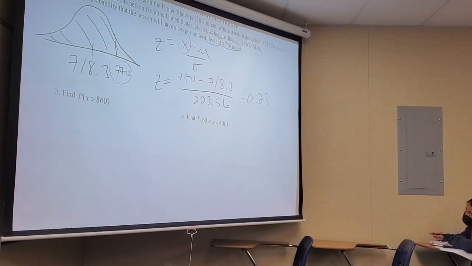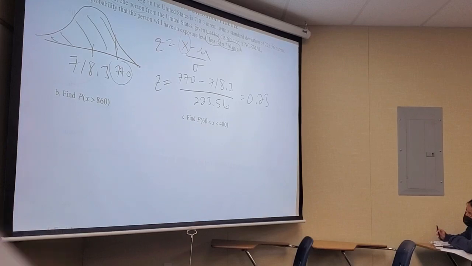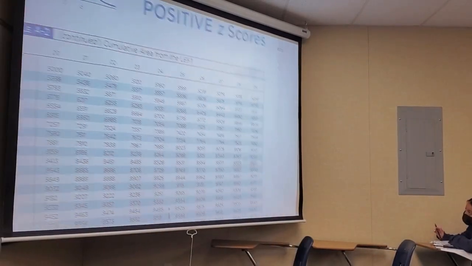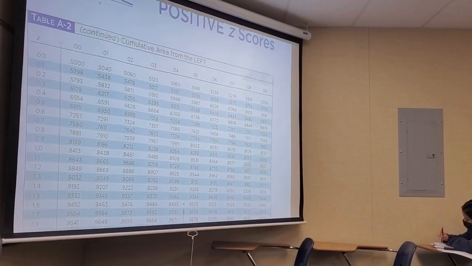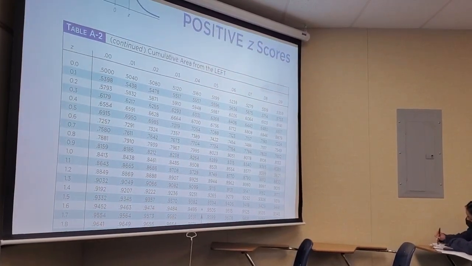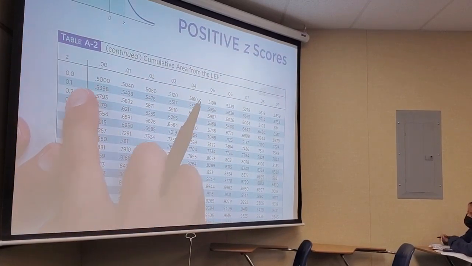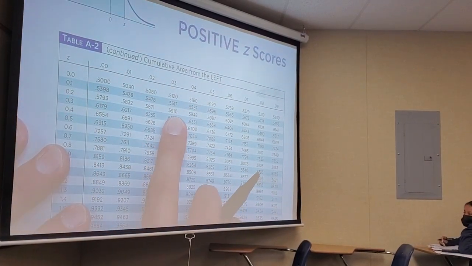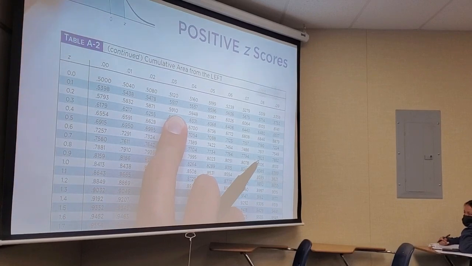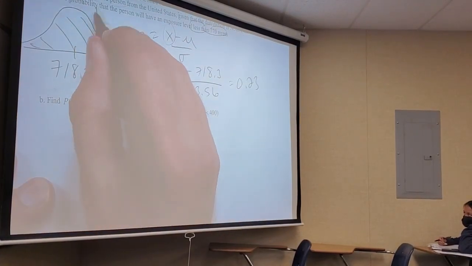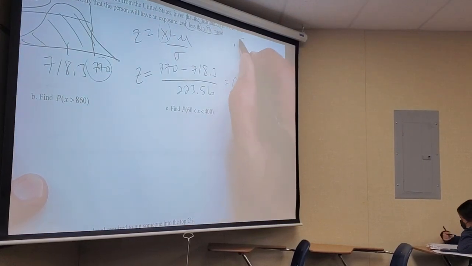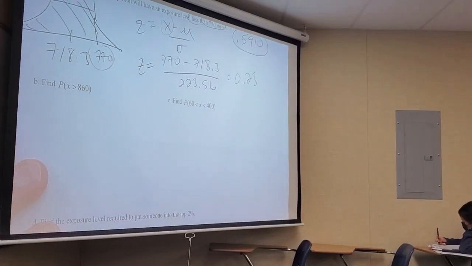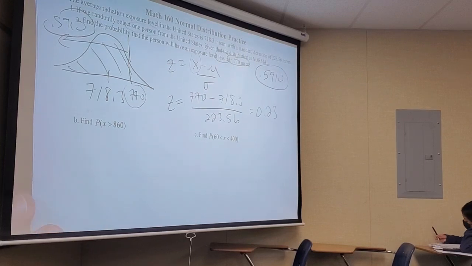Why do I round z-scores to 2 decimal places? Because this chart only goes two decimal places. So if I look up 0.23, you get 5910, and thankfully that's pretty much exactly the area. Let me put it over here, 5910. So about a 59.1% chance somebody has an exposure level less than that.